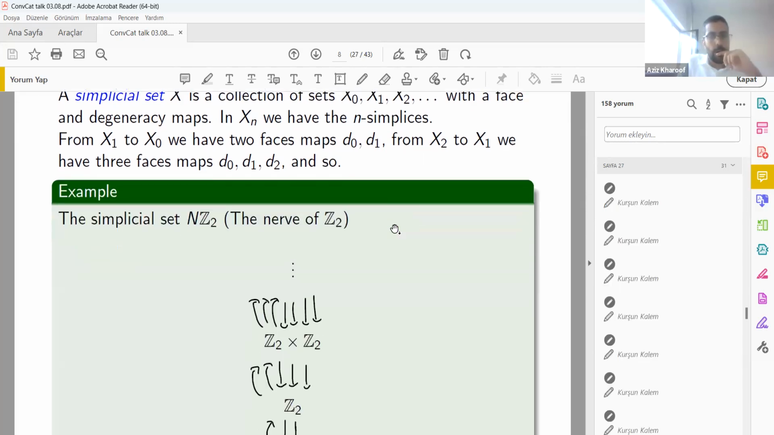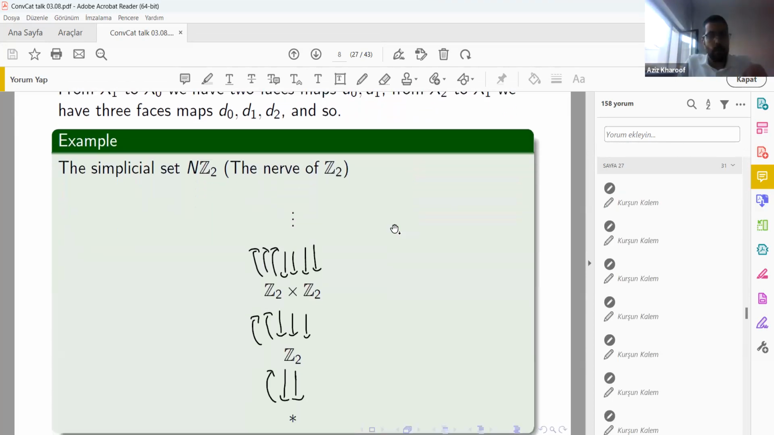Okay. So an important example that we will use is the nerve of Z2. The nerve of a category is a special case of the nerve construction. So what is the nerve of Z2, for someone who doesn't know this? At level 0, it's just a point. This is X0, just a point. Here X1, the 1-simplexes, is 2 elements, 0, 1, and here 4 elements, and so on.